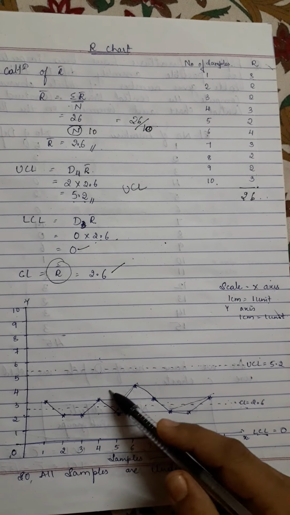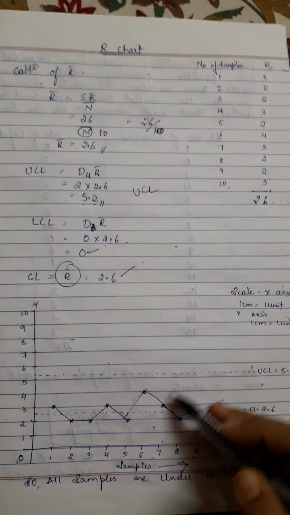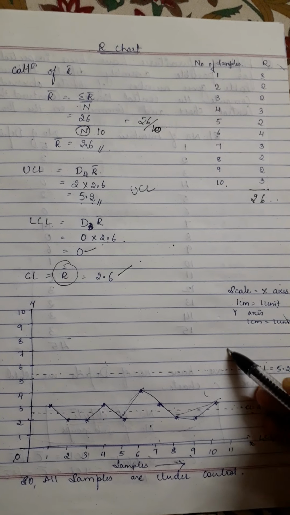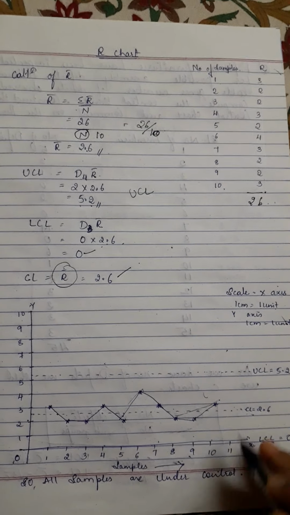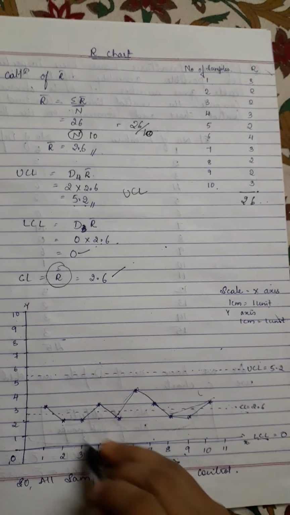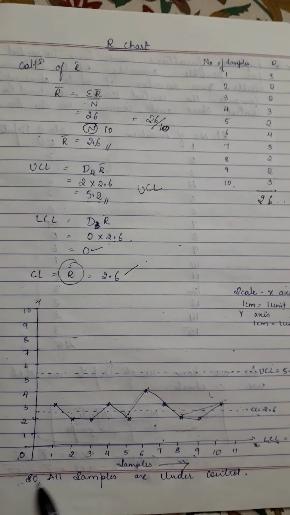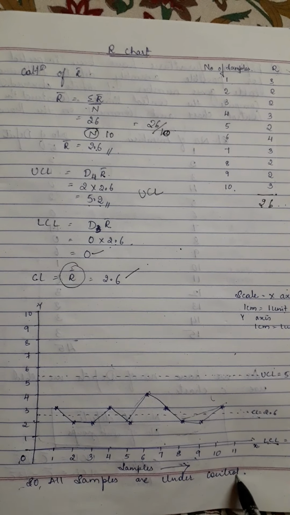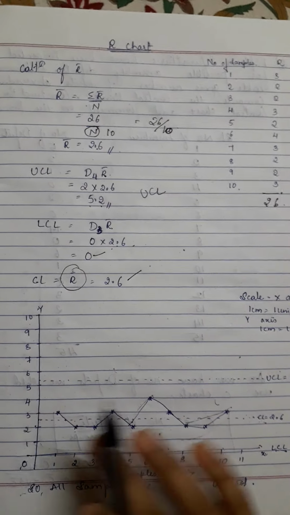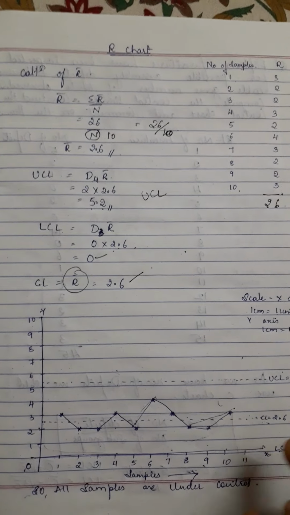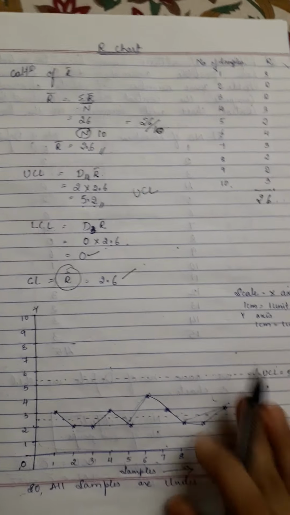All these points you can see here are under control. Why? Because they have not crossed the UCL and they have not crossed the LCL. They are within these three lines, so all samples are under control. The comment for this graph is that all samples are under control. So this is called the R chart.